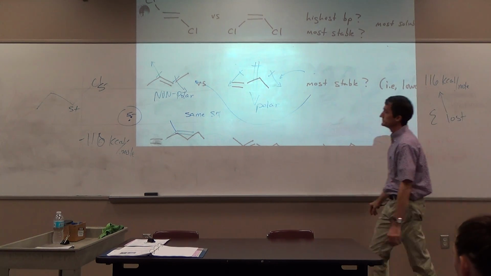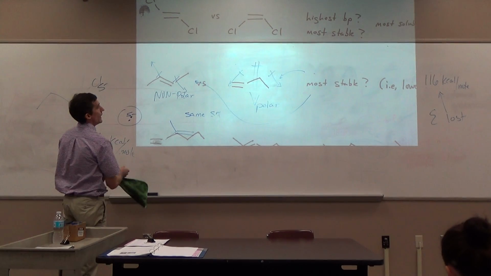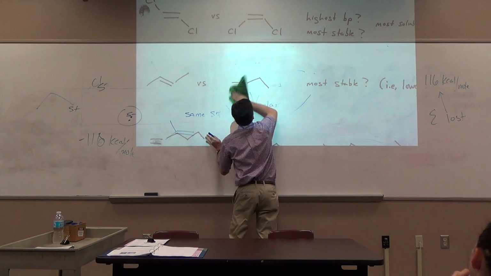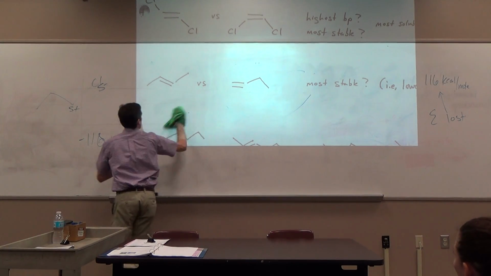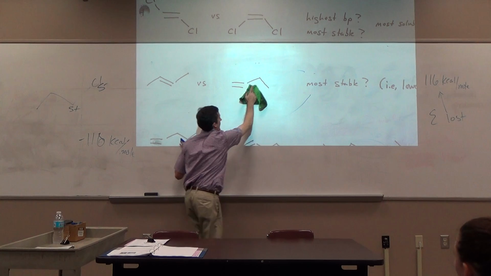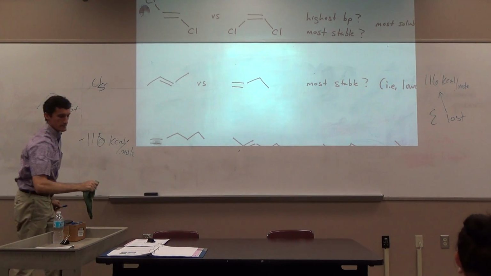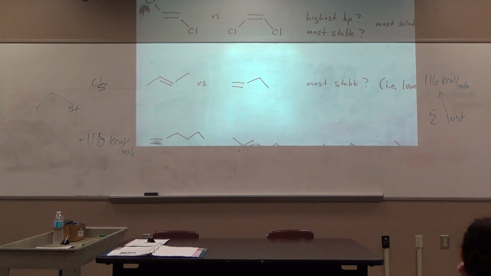Which one of these is most stable? Alkenes, yeah? What's the difference in these? By the way, what's the relationship between the top two? Stereoisomers. Same connectivity. One's cis, one's trans. Otherwise, they're both called 1,2-dichloroethene. Same name, just one cis, one trans.